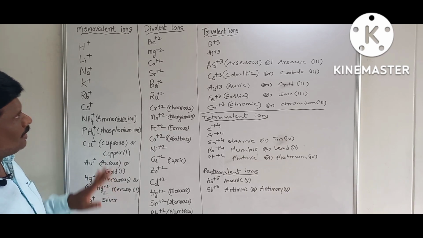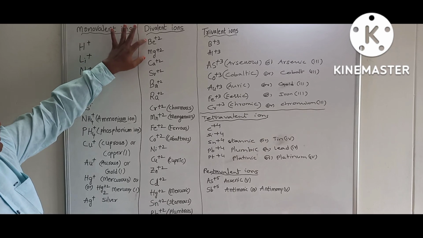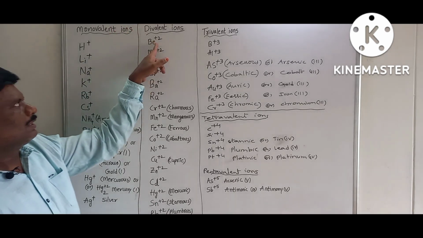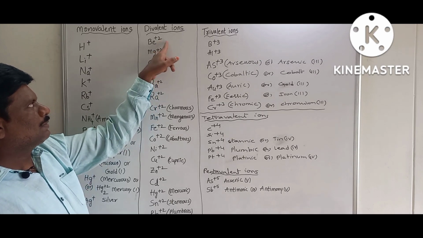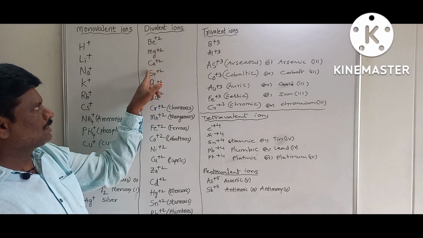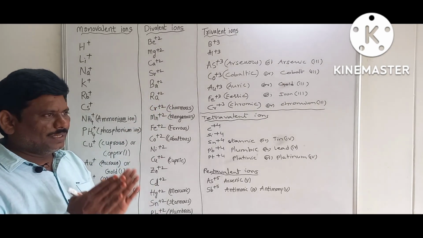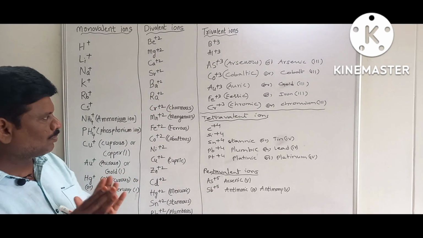Next one, Au plus 1, aurous or gold 1, Hg plus, mercurous or mercury 1, Ag plus, generally it is known as silver. Okay, next one, divalent ions, second group elements all are having plus 2 oxidation state. Be plus 2, beryllium, magnesium, calcium, strontium, barium, radium. Same element name and ion names both are same.